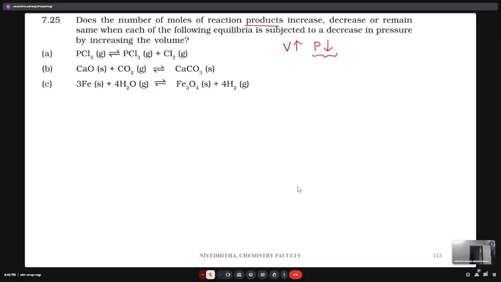So what is the rule? If you increase the pressure, the reaction will move in a direction where the gaseous number of moles is less. If you decrease the pressure, the reaction will move in a direction where the gaseous number of moles is more. So based on this rule, you have to find in which direction the reaction will move. Based on the direction of the reaction, you have to predict whether the product is increasing, decreasing, or there is no change in the concentration of the product.